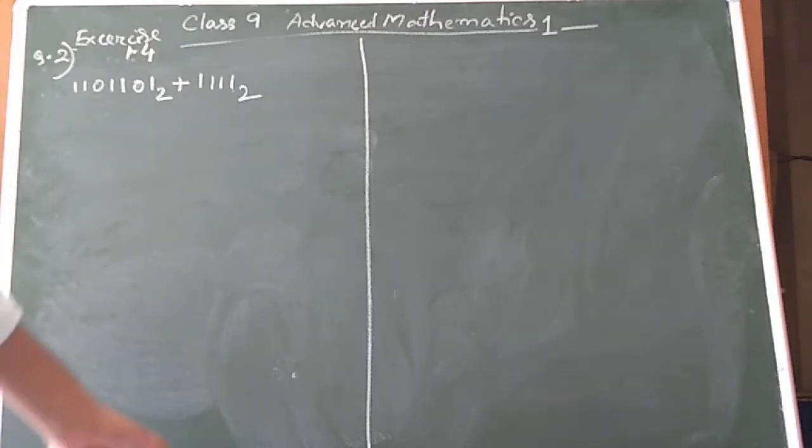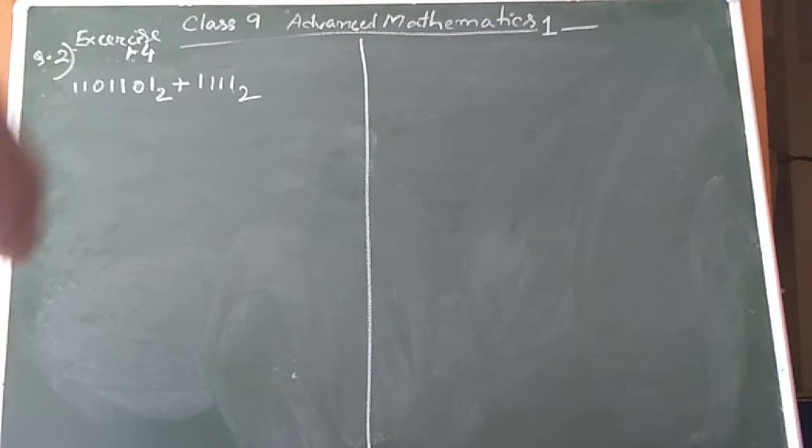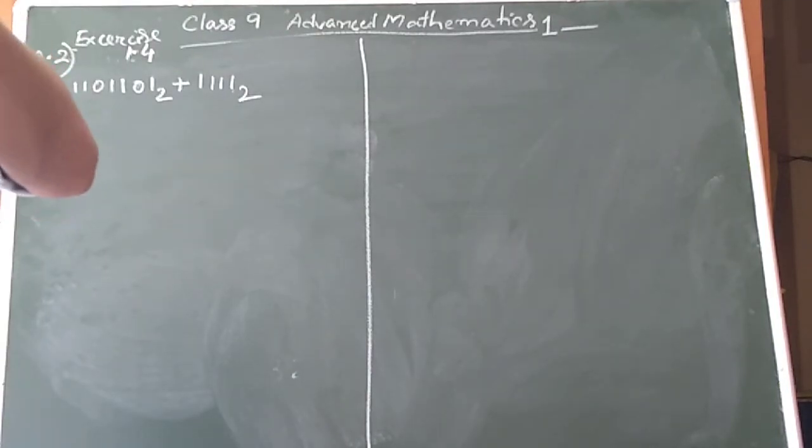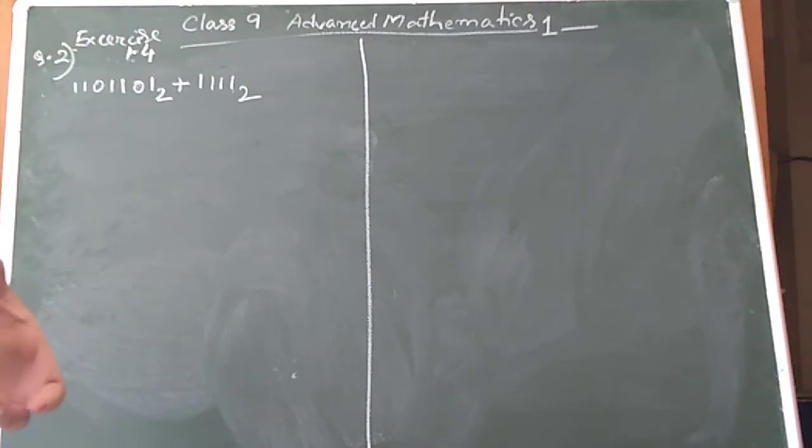Students, we have discussed the addition of binary numbers. We are going to do the second question of exercise 1.4. Just find the sums and verify the result.